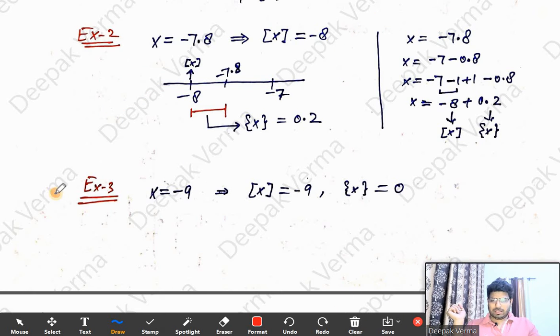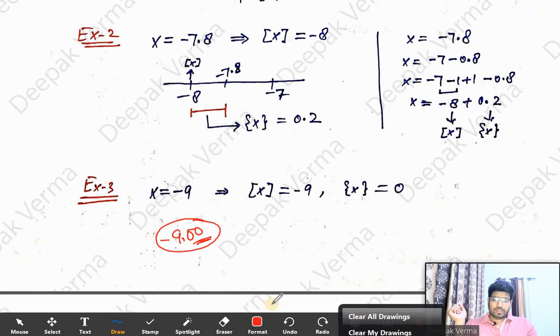Okay. Now example 3, if we say x equals minus 9, this is an integer. So floor of minus 9 will be minus 9 here, and since it's an integer and we can clearly see there is no fractional part, then the fractional part will be 0 here. Got it? Because we can write minus 9.0 like this. We can always write like this. So we can see the fractional part is 0 here.